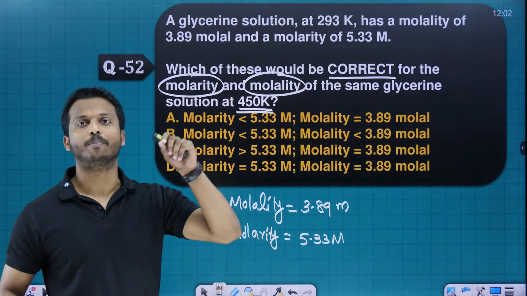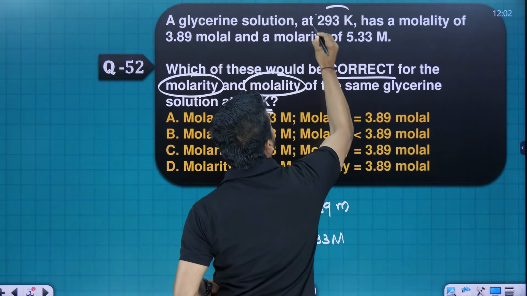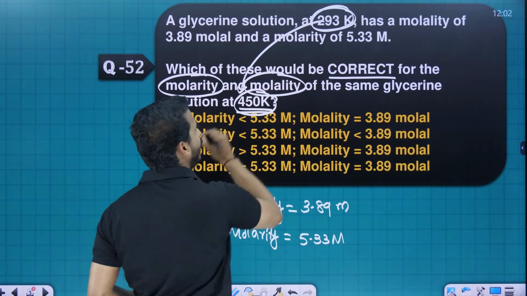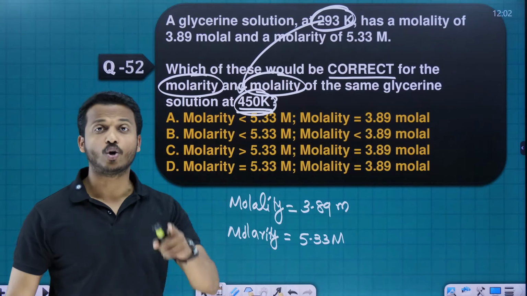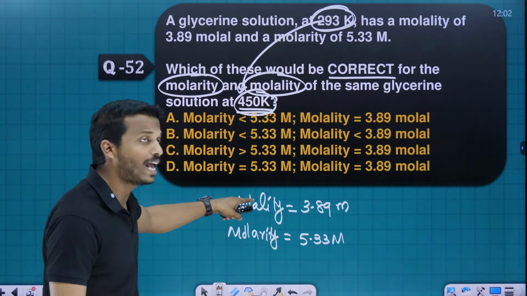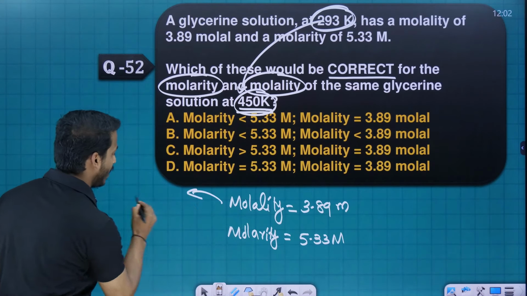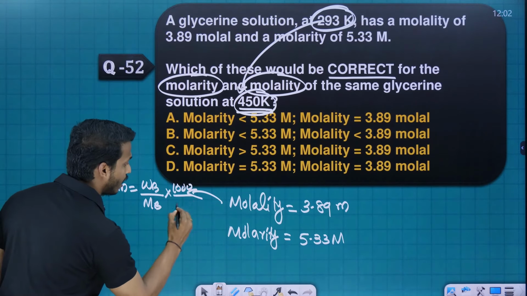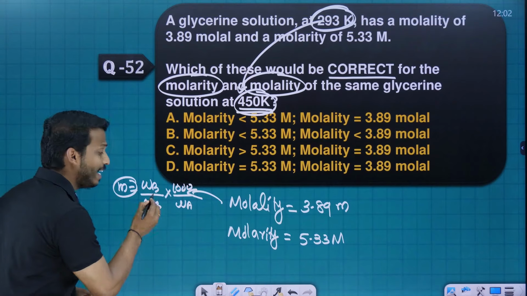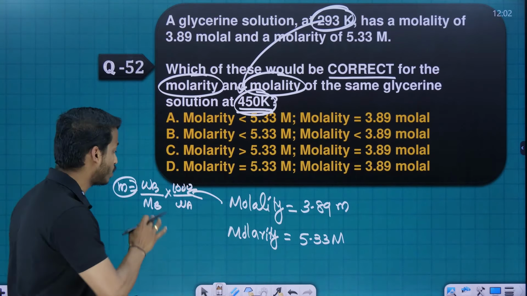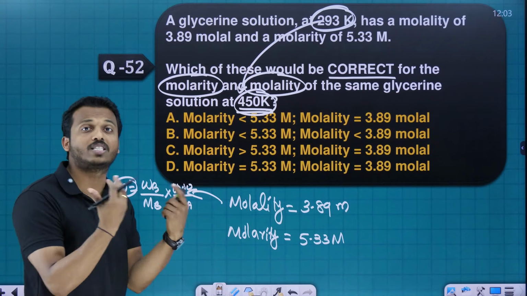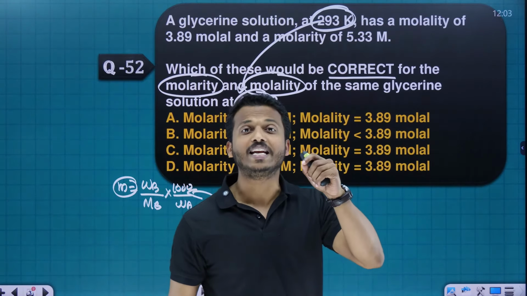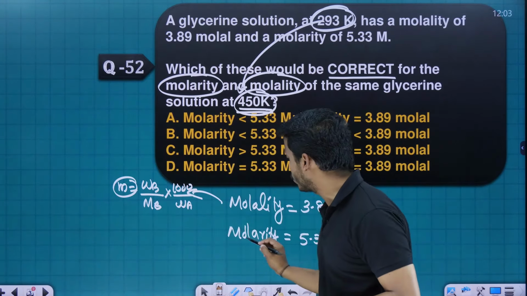What did they change actually? Temperature. What is the initial temperature, dear? 293 Kelvin. Now they increased it to what? 450 Kelvin. So temperature increased. You know how temperature affects molality and molarity. Here, molality is WB by MB into 1000 divided by WA. So molality does not depend on temperature because there are no quantities which change with temperature, right? All are weights. Weight does not change with temperature. We know molality is independent of temperature.